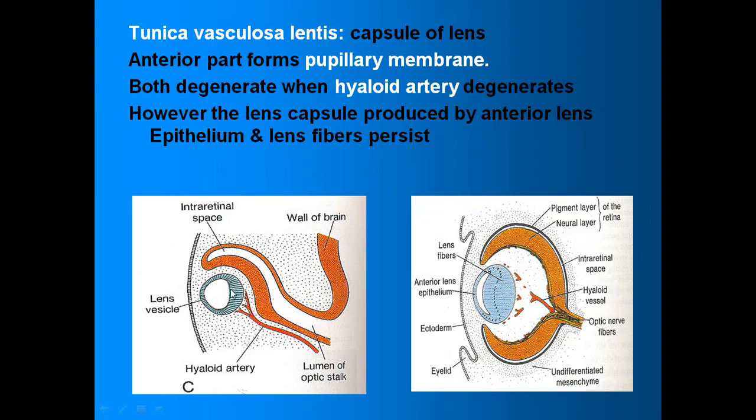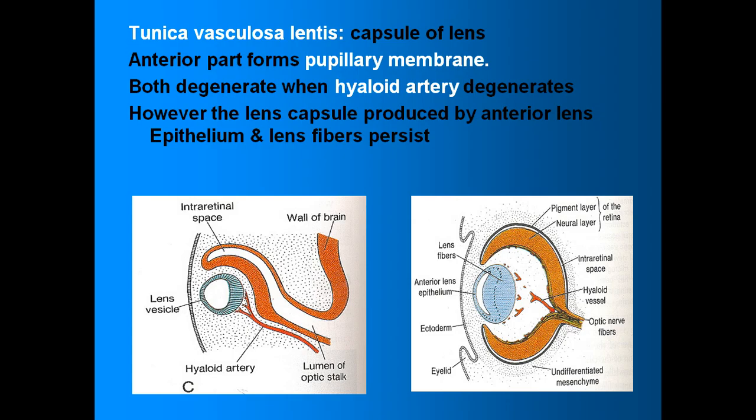So there will be a covering for this lens. It's called tunica vasculosa lentis. In future it becomes the capsule of the lens. There are two capsules, the anterior capsule and the posterior capsule. The anterior capsule is now called the pupillary membrane. So what happens when the blood supply gets cut off? Even the membrane should disappear. Okay, if it disappears, then the lens will become transparent and clear.